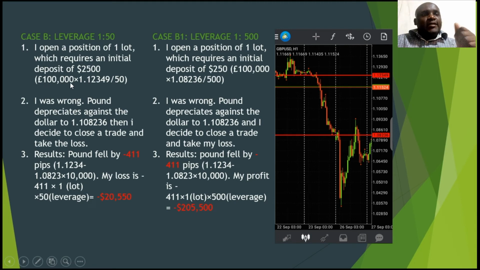1 lot is a standard lot. It is 100,000 units of lot times the current price at which I opened the trade, 1.12349, divided by 50, the leverage. It's going to give me $2,500. Then I was long, pound depreciates against the dollar to 1.08236. Then I decide to close the trade and take the loss. Now this is the loss.